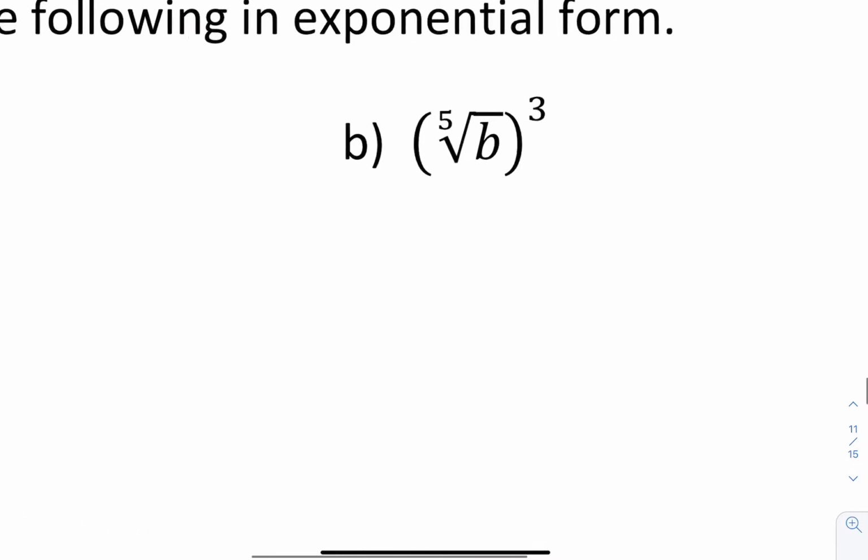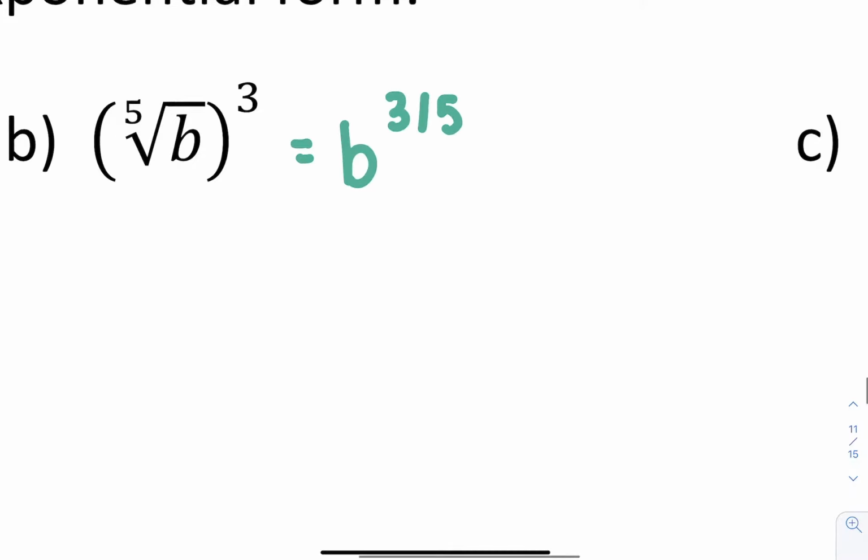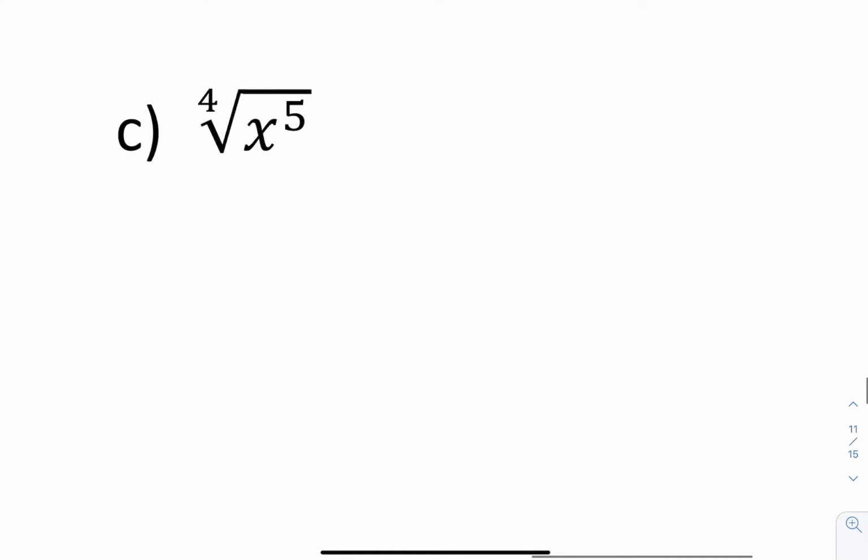In the next one, the 5th root of b to the 3rd is b to the 3 over 5. Last up, the 4th root of x to the 5th is x to the 5 over 4. So I write this one, then this one. Now it goes backwards.